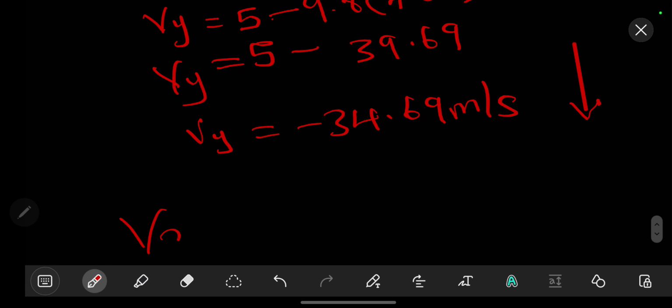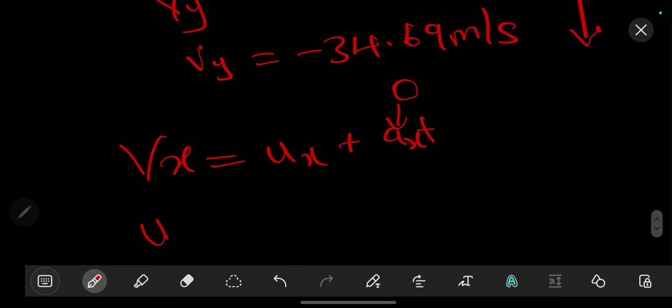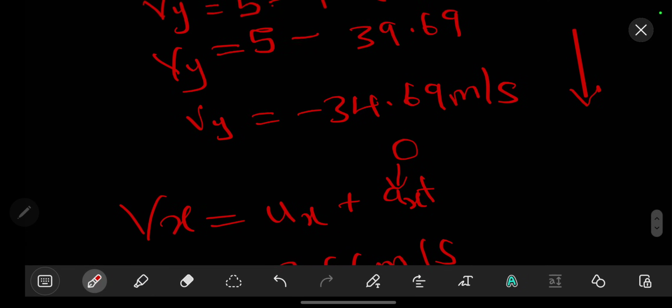Then the Vx at that point, using v = u + at, we realize that our acceleration in the x is 0, therefore it does not change, it is constant throughout. So whatever ux we found, which was our 8.66, it is this same one that is going to be constant throughout if air resistance is ignored.